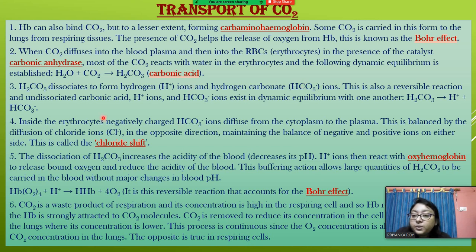This is also a reversible reaction, and this carbonic acid will in turn dissociate into H plus and HCO3 minus. So this exists in a dynamic equilibrium, associating and dissociating back and forth. Inside the erythrocytes there are thus negatively charged bicarbonate ions, and these ions diffuse from the cytoplasm to the plasma. This is balanced by chloride ions moving in the opposite direction, maintaining the balance of negative and positive ions on either side. This is called the chloride shift.